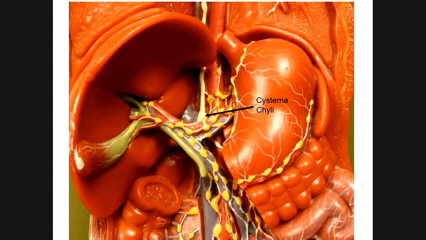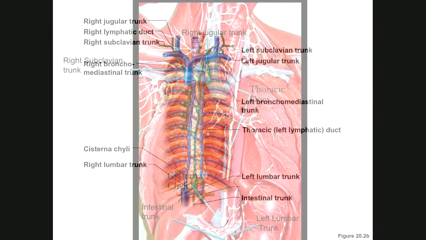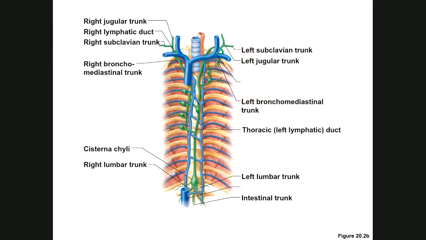Right, there's a lumbar one. Now, if this were out of the way, we'd be able to see it better. On some models, this is actually removable and you can see underneath it, but this one's not. But if you go back and look at this right here, look, the lumbars and the intestinal join together right here. And it looks almost like a balloon where they join together. That is called the cisterna chyli.